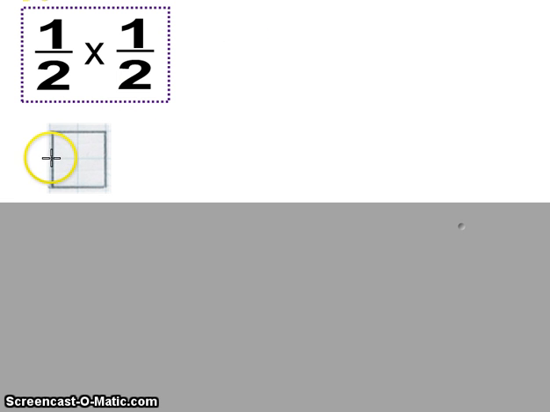So first I'm going to divide my rectangle in half. And I'm going to shade 1/2 of it yellow. Then I'm going to divide it in half vertically and shade the other half of it blue. Right now I have 1, 2, 3, 4 total pieces, and one of them is double shaded. Therefore, 1/2 times 1/2 is equal to 1/4.